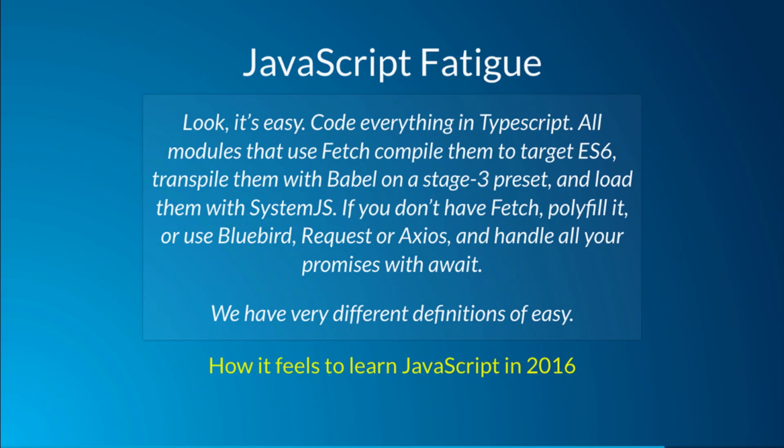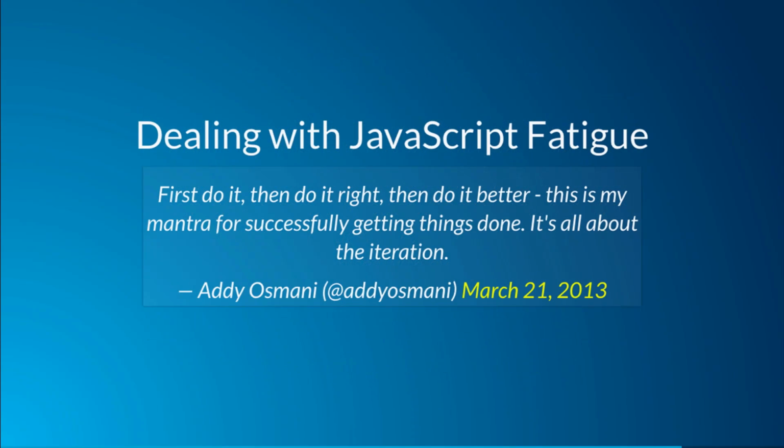I mentioned this article earlier. This is how it feels to learn JavaScript in 2016. It's easy. Just code it all in TypeScript, use modules with fetch, target ES6, transpile them with Babel, and so on and so on. We have very different definitions of easy. This is how not to learn JavaScript. This is like the worst way. This is the better way.